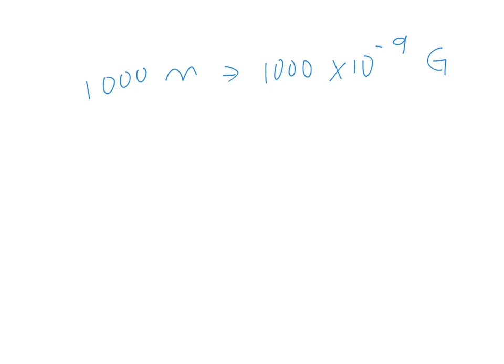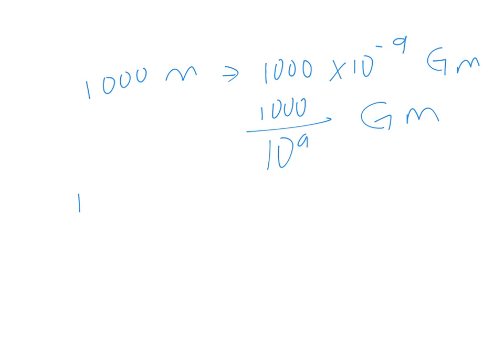Why negative 9? Because giga is bigger than meter. So you change to bigger, you times the power by a negative in front. Alright? Some people think like this, 1,000 divide by 10 to the power 9. So you can also think about it like this, you divide. When you want to change from a number to bigger, you divide.